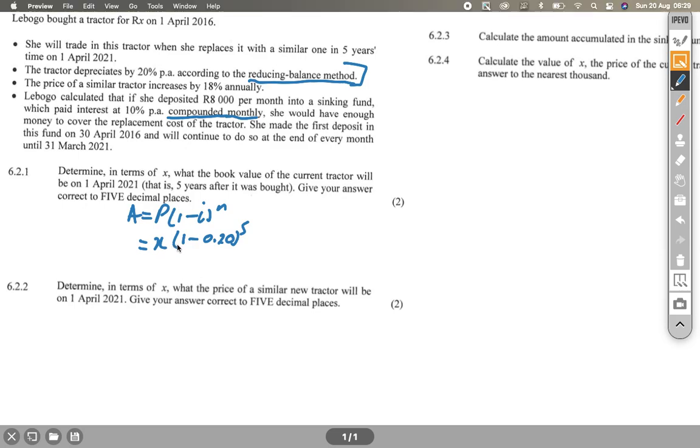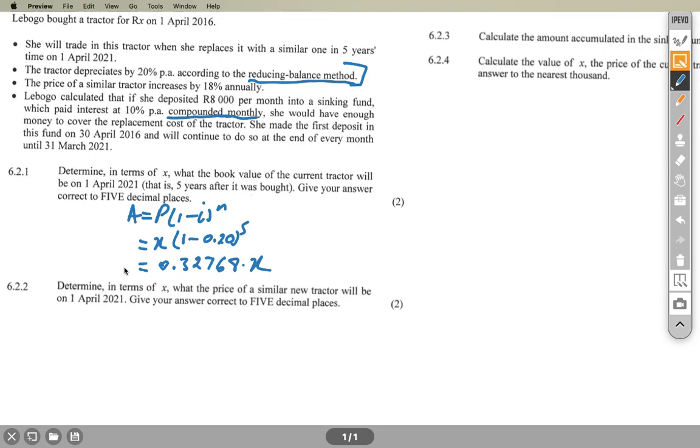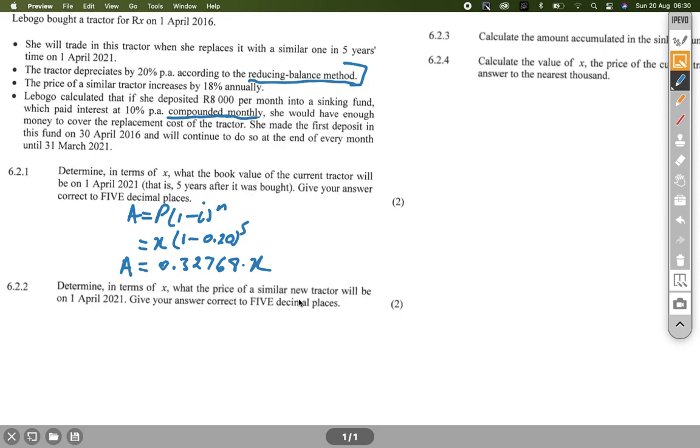So this would just be 0.32768 multiplied by X. So this will be the price of the car after 5 years. Okay, then determine in terms of X what the price of a similar new tractor will be on 1 April 2021. Give your answer correct to 5 decimal places.